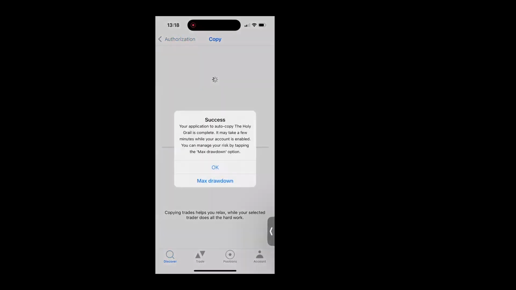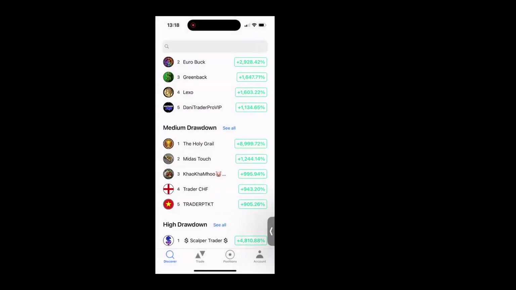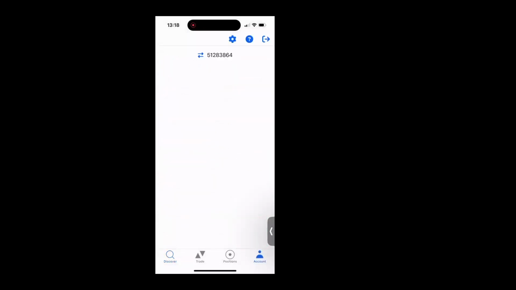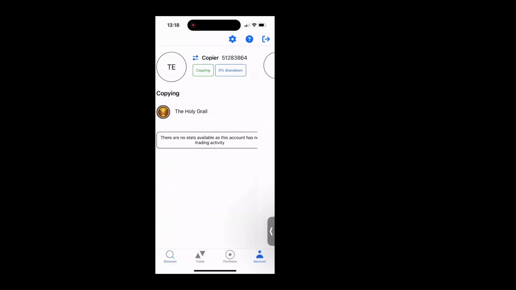Now, any moment right now, the copy trade relationship is going to be set. You can see here, success. Your application to auto copy the Holy Grail is complete. It may take a few minutes while your account is enabled. You can manage your risk by tapping the max drawdown option, which I'll show you in a moment. But essentially now, I'm copying the Holy Grail.